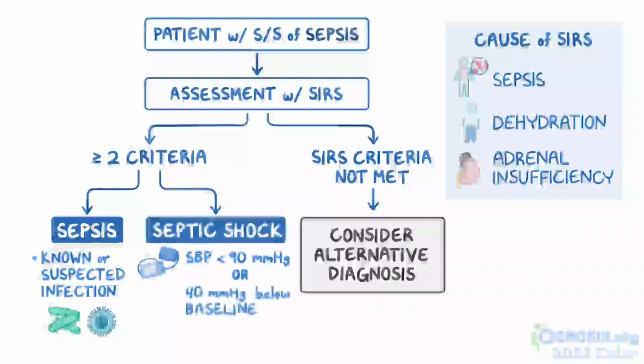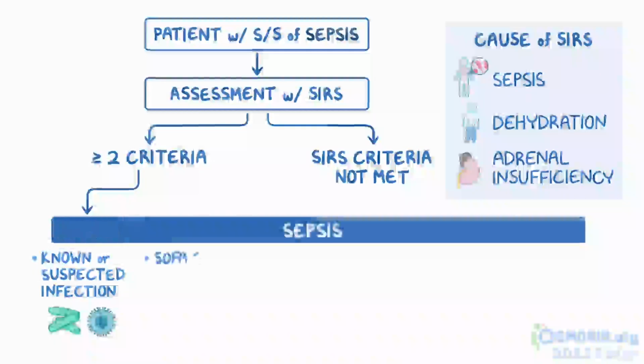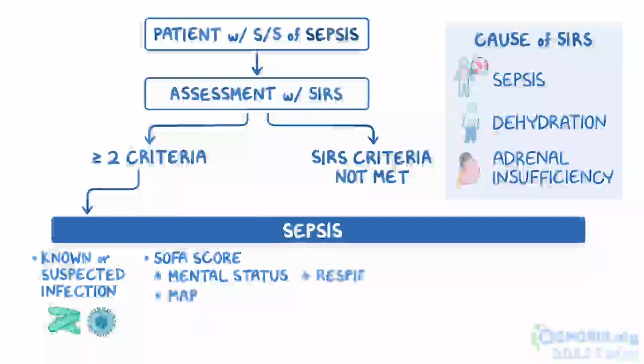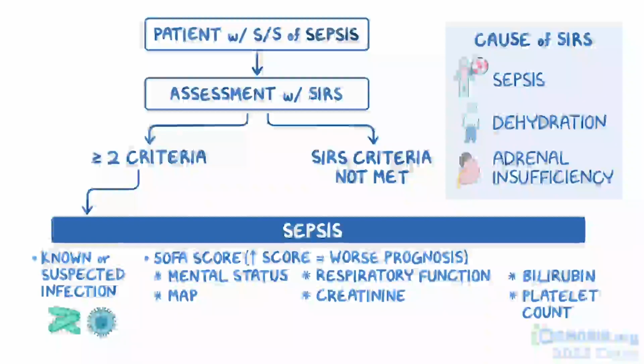While the SIRS criteria help you identify patients with sepsis, other metrics, such as the Sequential Organ Failure Assessment, or SOFA score, may help identify those at greatest risk of poor outcomes. SOFA evaluates parameters including mental status, mean arterial pressure, or MAP, respiratory function, creatinine, bilirubin levels, and platelet count. The higher the score, the worse your patient's prognosis.